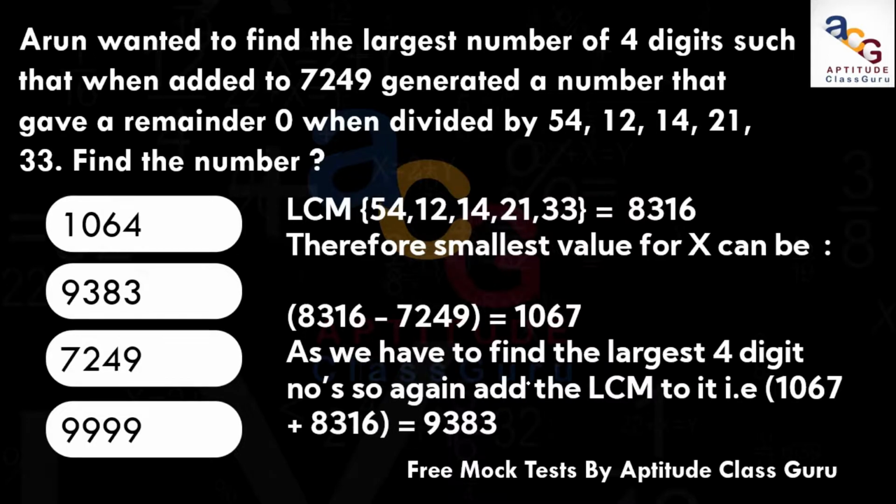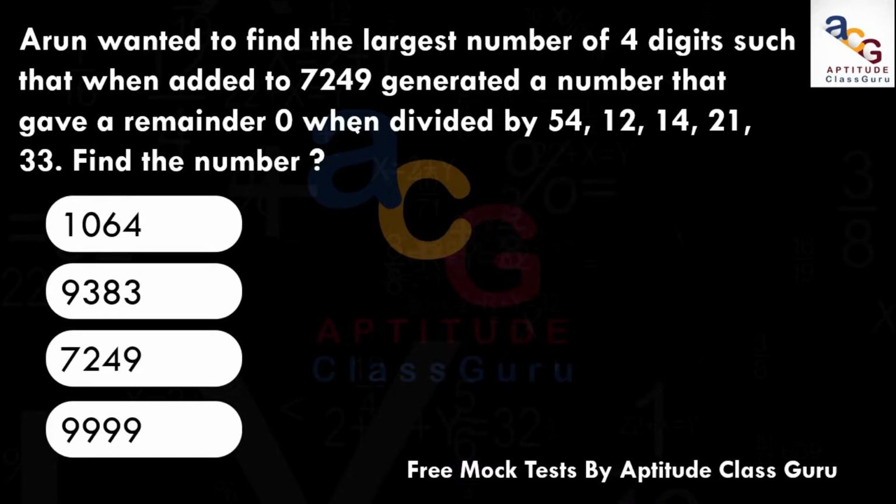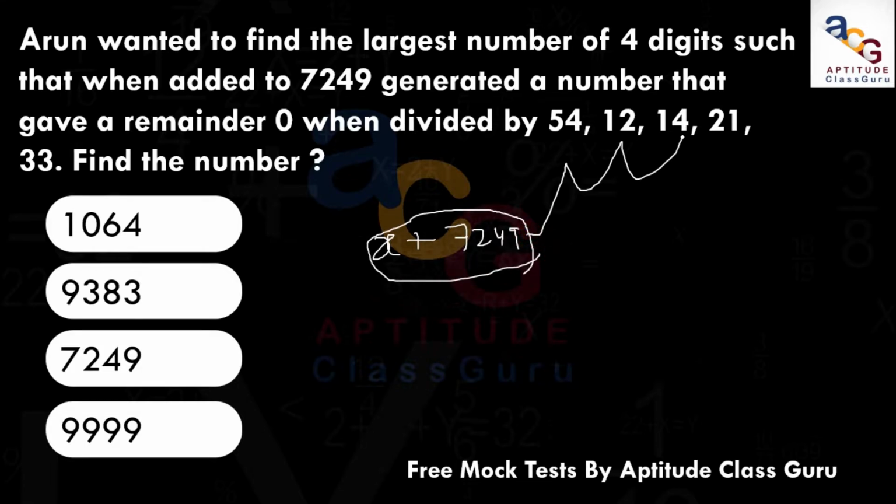As we have to find the largest 4-digit number, again we have to add the LCM to it. So 1067 plus 8316, then it will become 9383, which is the answer. Apart from this explanation, I am going to give you one more tip for this example. Just look at it. The answer may be x, I am assuming it as x. And if you add it to 7249, the result is definitely divisible by all these numbers, right? And giving the remainder 0.